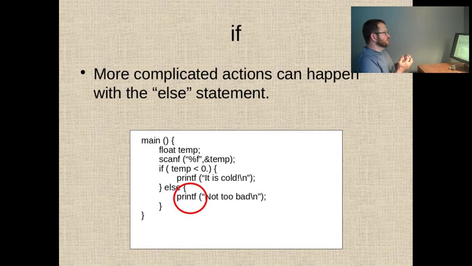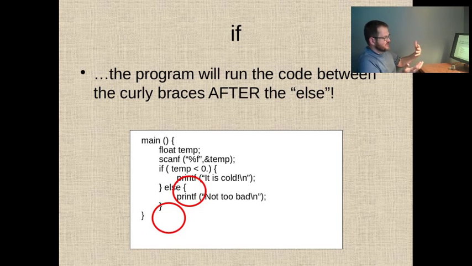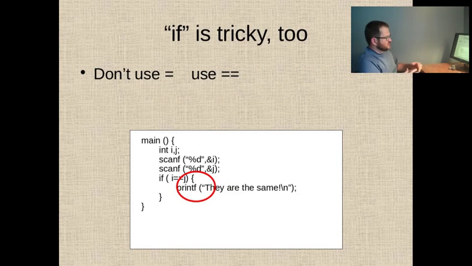If you want something a little bit more complicated, then you could say else and have another set of curly braces and have it do something else. So if temp is less than 0, it'll print it is cold, else it'll print not too bad. It'll do one or the other. If the condition is false, if temp is not less than 0, it'll go do the thing that's in that else bracket right there. This is not so terribly difficult to think through. In this case, it'll just be printing this, not too bad.